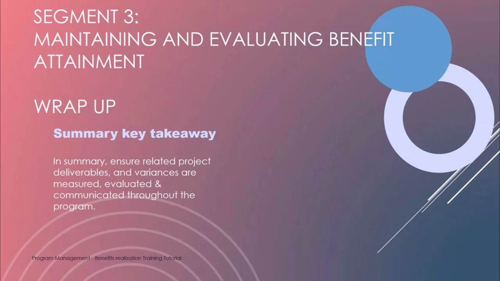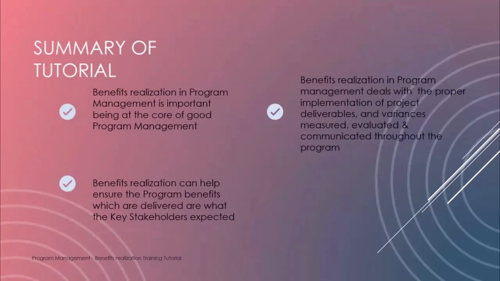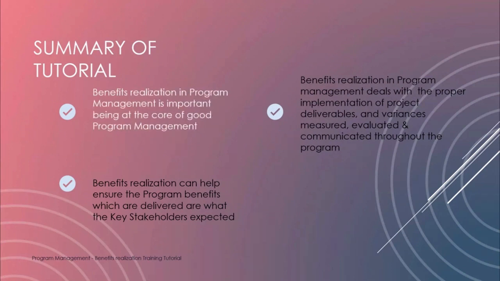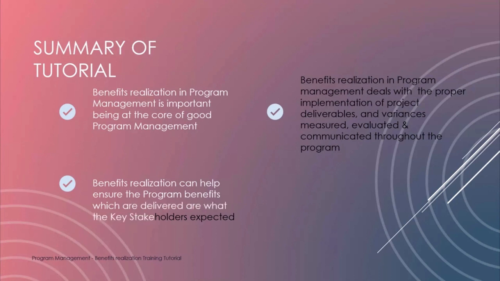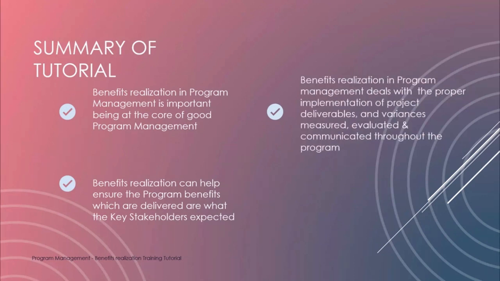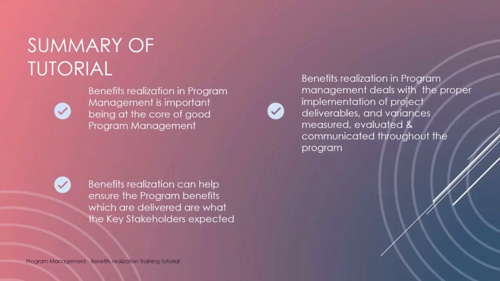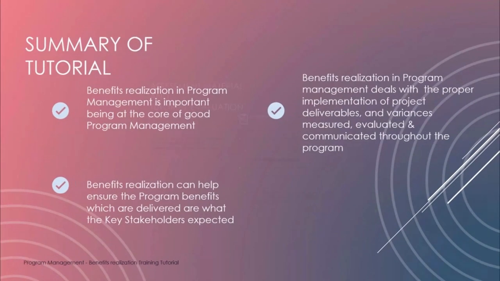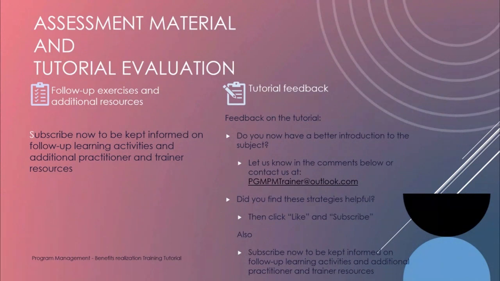To summarize this tutorial briefly now, we covered the idea that benefits realization in program management is an important element. It is at the core of good program management. Further, that benefits realization can help ensure the program benefits which are delivered are what the key stakeholders expected. Also, that benefits realization in program management deals with the proper implementation of project deliverables, and variances measured, evaluated, and communicated throughout the program. This concludes our full look into the process and concepts a program manager needs to consider in maintaining and evaluating benefit attainment and for all 3 segments of this tuition.